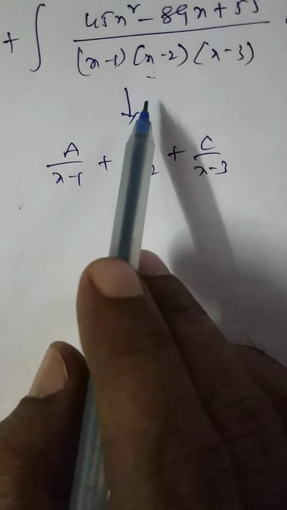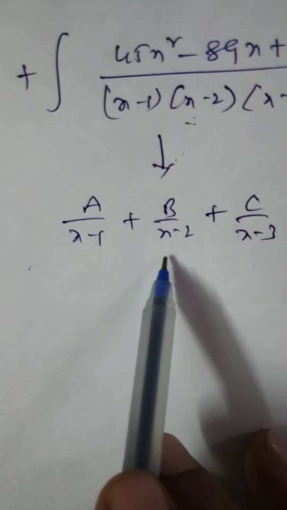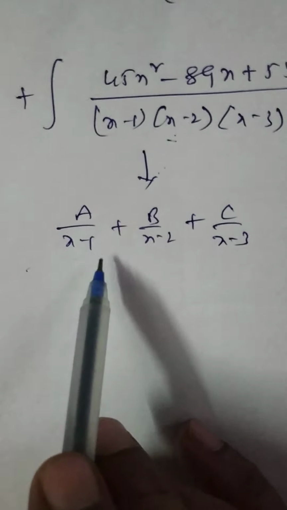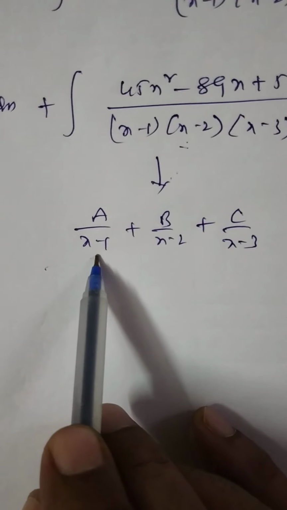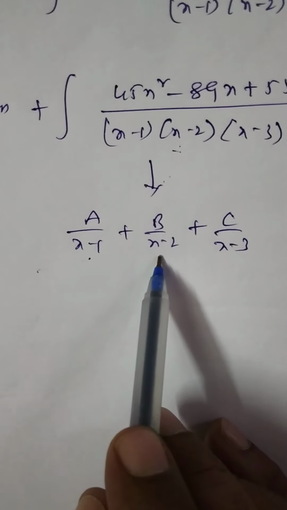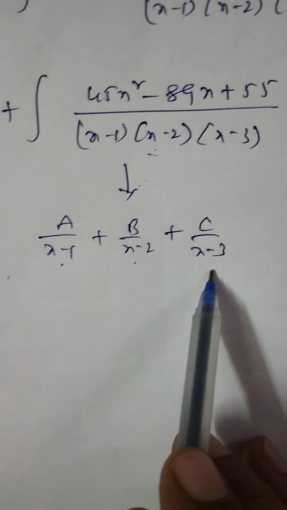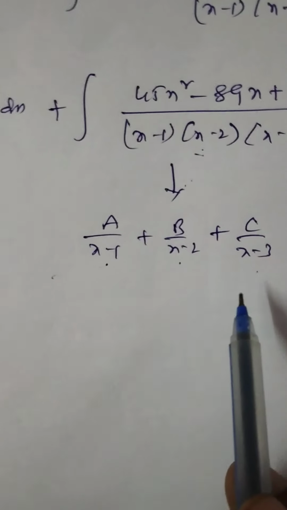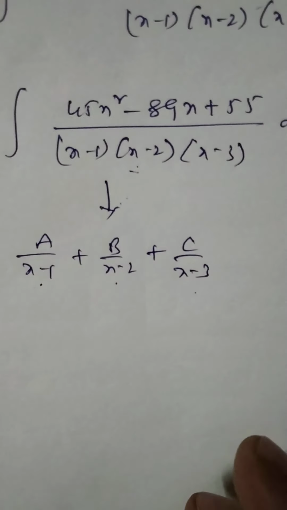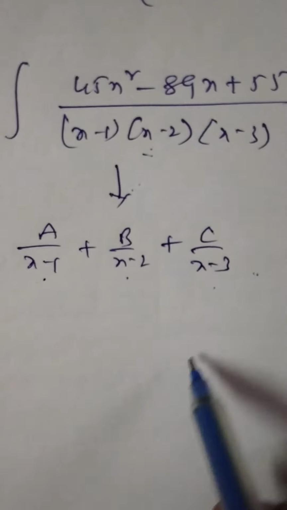So you try to do this. This is the first method only, case 1. These are linear factors which are non-repeated. So just by putting x = 1 you are going to get the value of A. By putting x = 2 we are going to get the value of B. By putting x = 3 we are going to get the value of C. Just try the first method. So you are going to get the answers in terms of logarithms only. So you try to complete this.